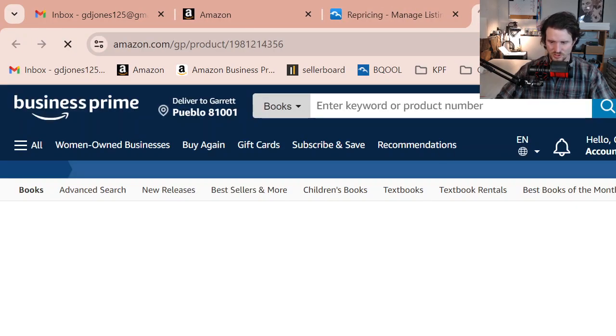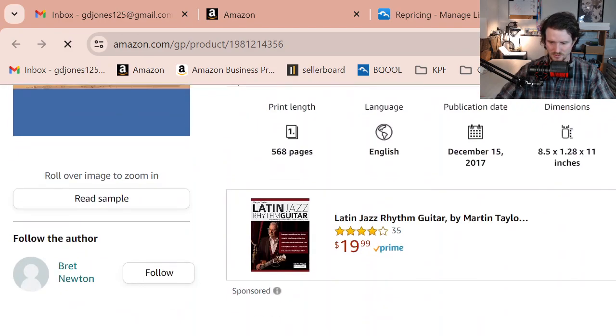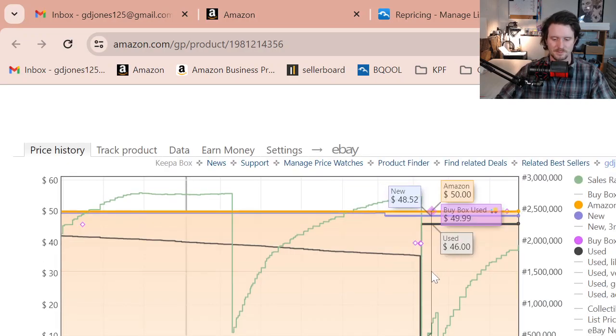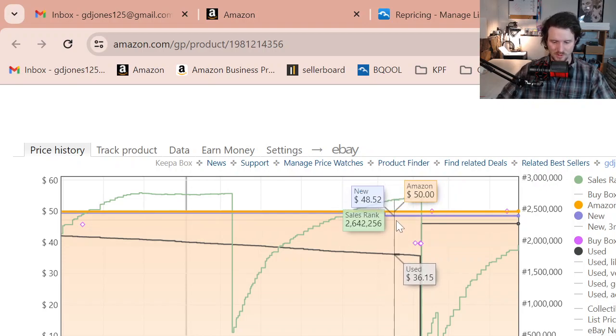Band orchestration book. Let's see here. They got a new offer at 50. If there's new offers, and Amazon's on it, always price below Amazon. This is Amazon's playground. They make the rules. Don't even try. But if it's a new offer, there are times where you can price a little higher.